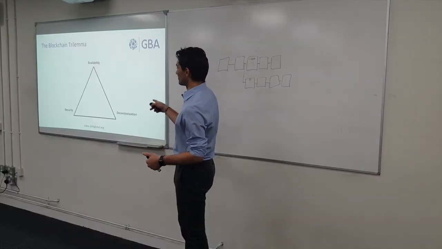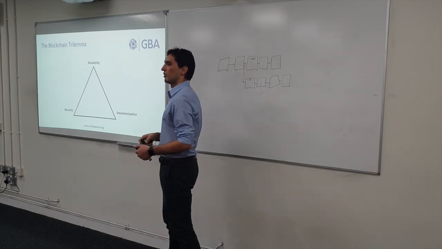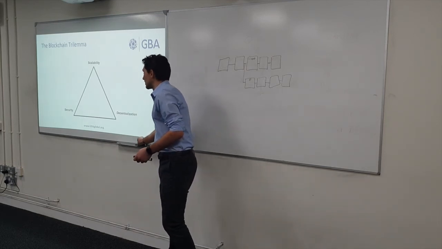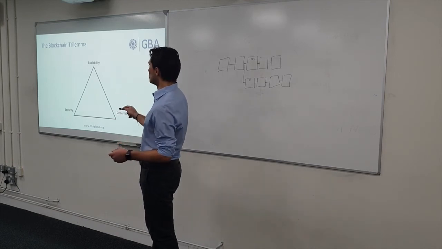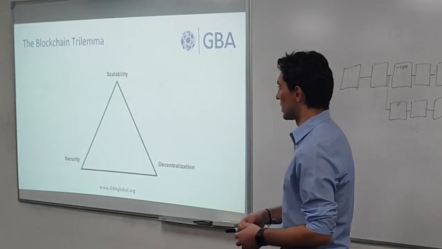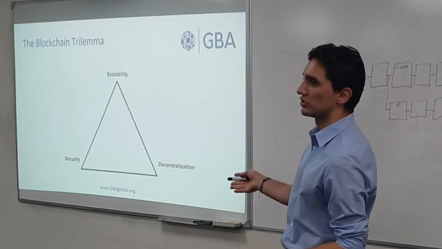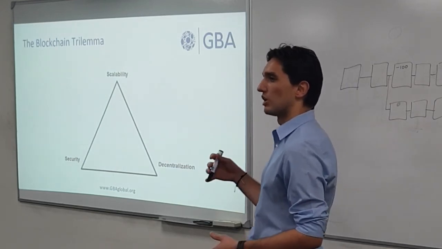So with regards to all these consensus algorithms, there's a blockchain trilemma, which is basically that you can have two out of these three properties. So you can have security, decentralization, or scalability, but you cannot have the three of them.